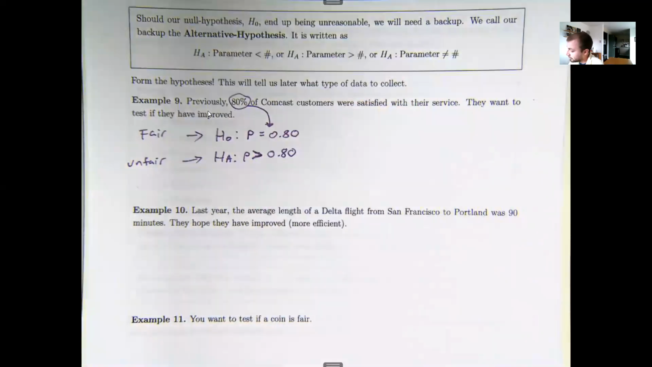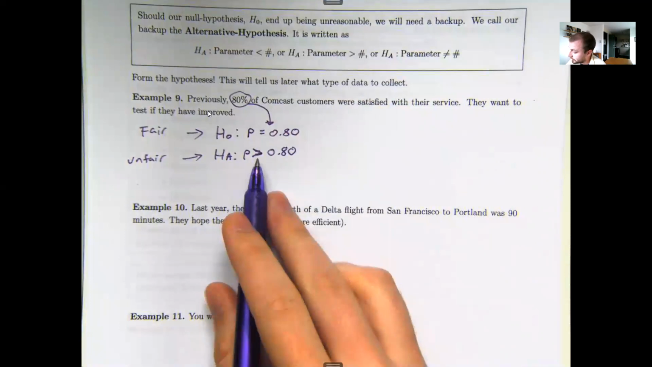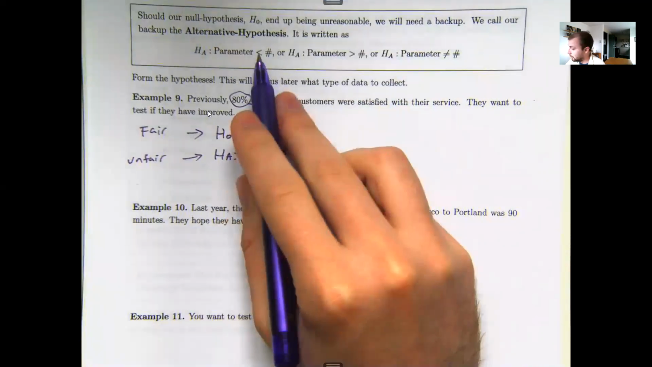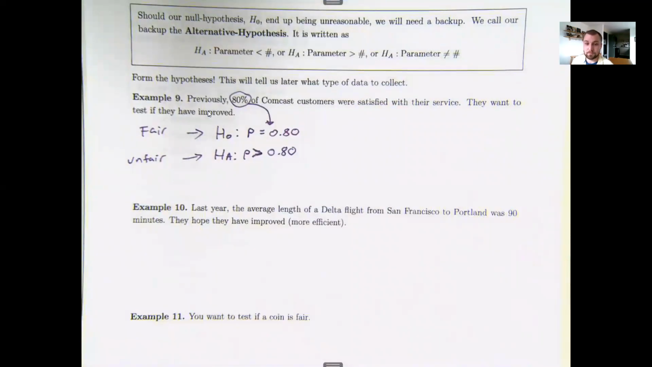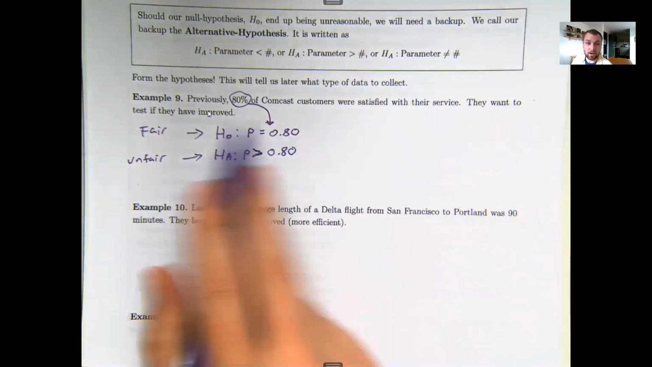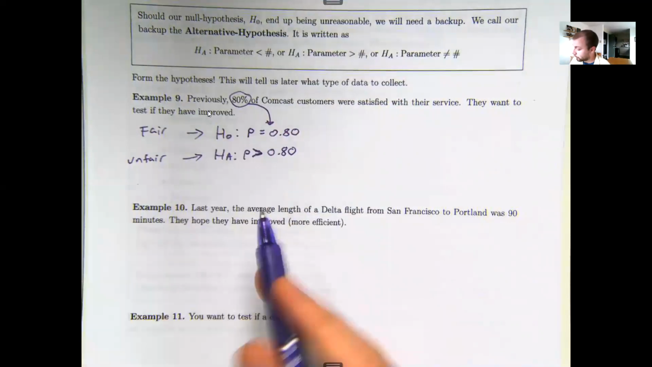This alternative hypothesis is always going to have one of three symbols. It's either going to be less, more, or different to the number that's being claimed. How do I know which symbol to put here? Well, it's going to matter a lot on context. So let's look at another one.